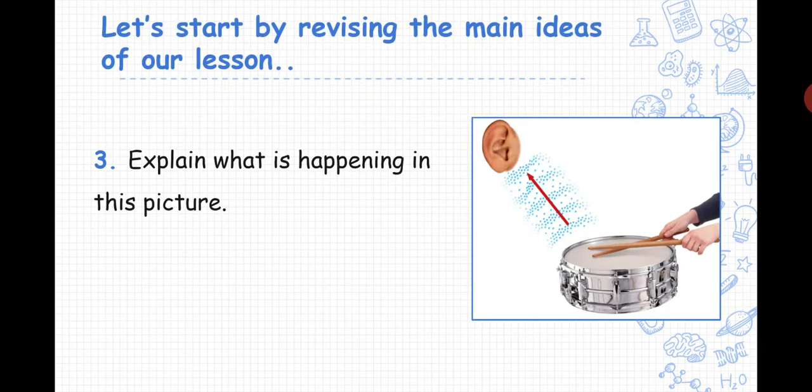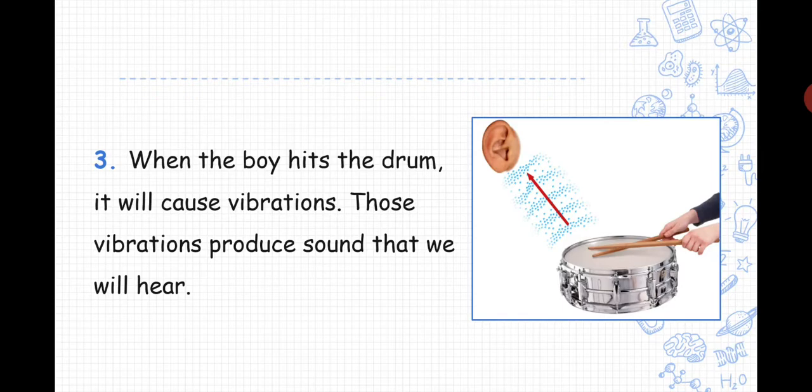Look at this picture now and explain what's happening here. As we see, my dear, the boy is hitting the drum. This hitting will cause vibration, and the vibration will produce sound. This sound will travel and reach our ears so that we can hear it. So here the answer is, when the boy hits the drum, it will cause vibrations. Those vibrations produce sound that we will hear.